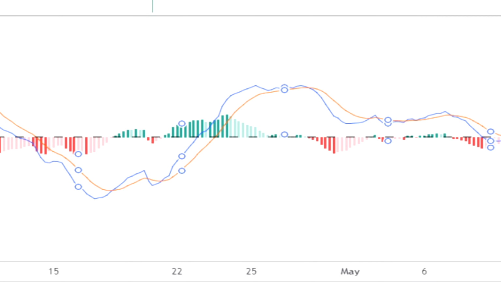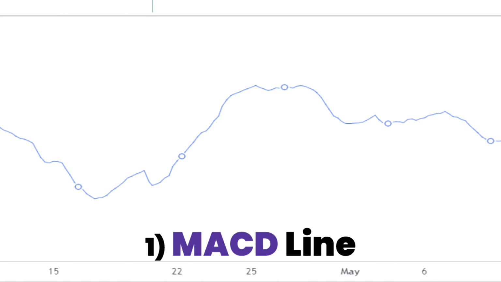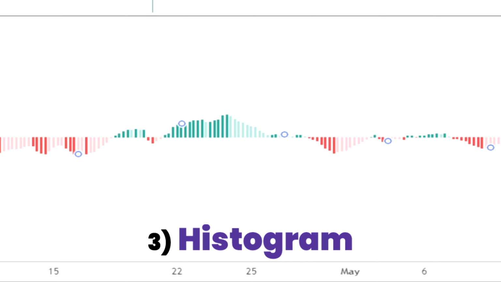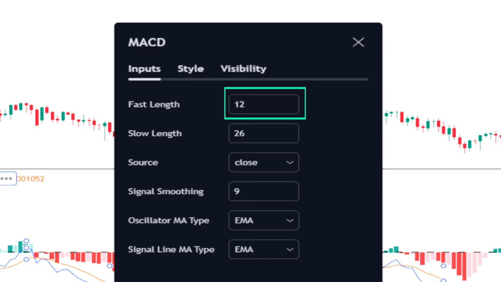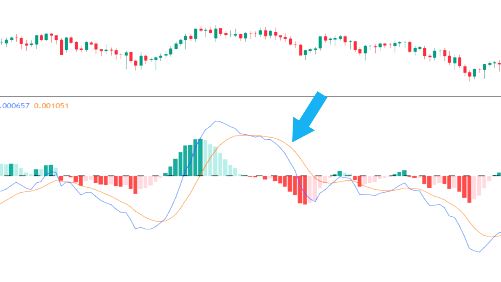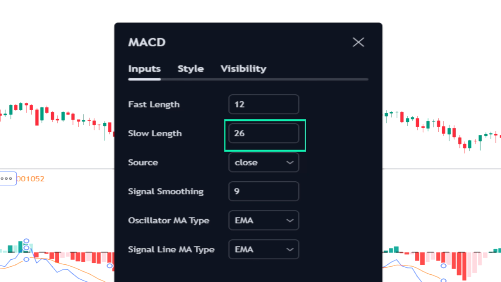The MACD is made up of 4 different components: the MACD line, the signal line, the histogram, and the zero line. The MACD line, which is the blue line in most cases, is usually a 12-day moving average. The signal line, which is the orange line, is usually a 26-day moving average.